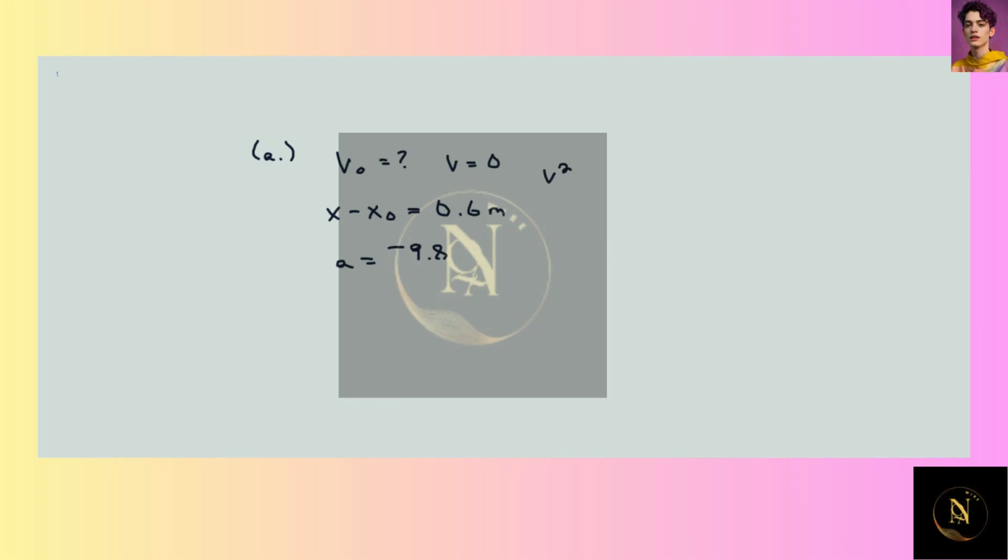So to solve this, I'm going to use the kinematic equation v squared is equal to v naught squared plus 2 times the acceleration times x minus x naught. Plugging in our known values and solving for v naught, I get a value of 3.43 meters per second.